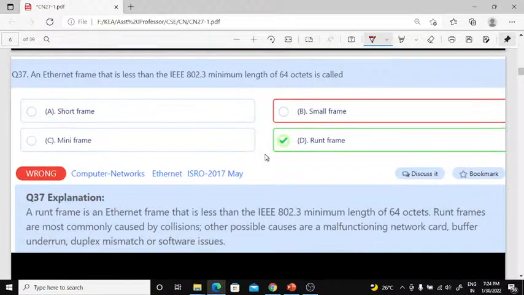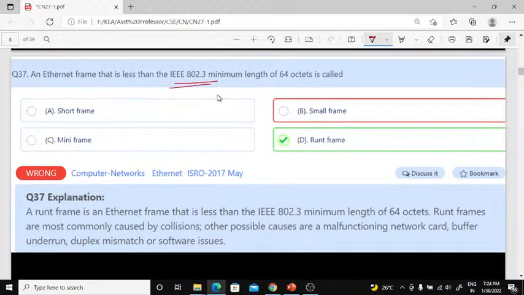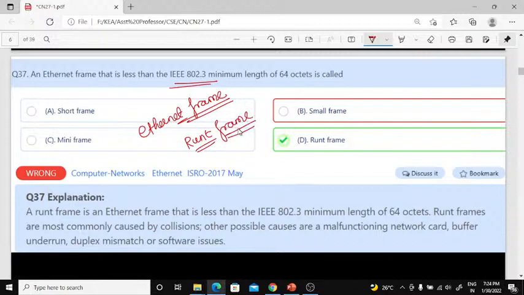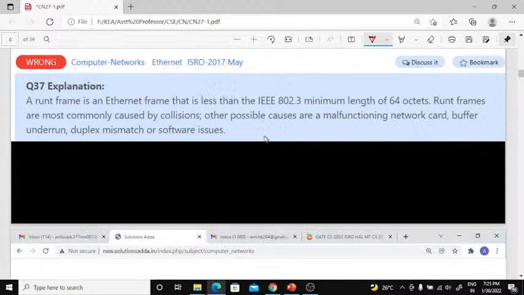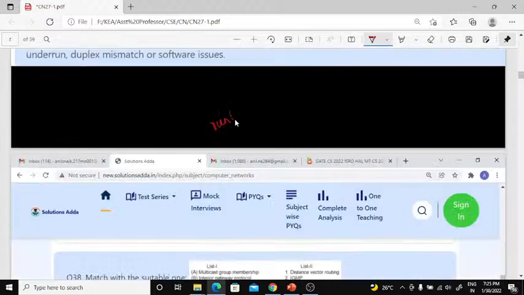An Ethernet frame that is less than the 802.3 minimum length of 64 octets is called a runt frame. That is, an Ethernet frame shorter than the IEEE 802.3 minimum length of 64 octets is a runt frame.